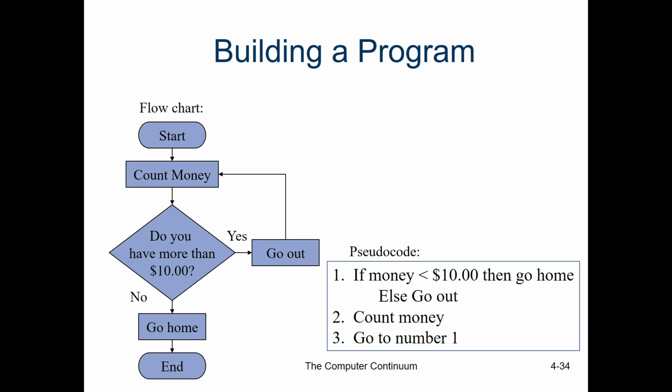So if you talk about flowchart, here's the flowchart. Let's say we want to go out somewhere. For that we start, then we count the money. If the money is less than $10, then you cannot go out. Do you have more money than $10? If yes, then you can go out, and then come back and you can count your money.